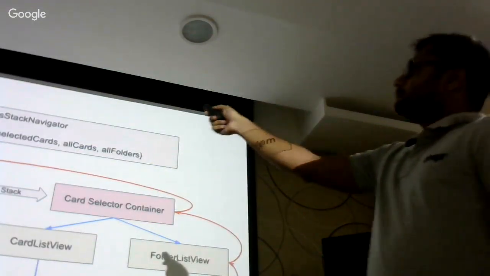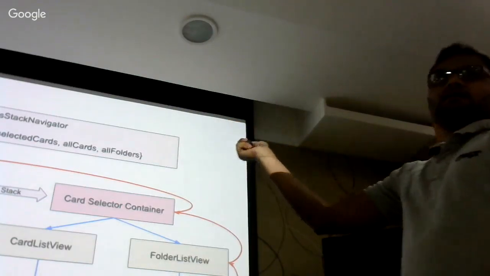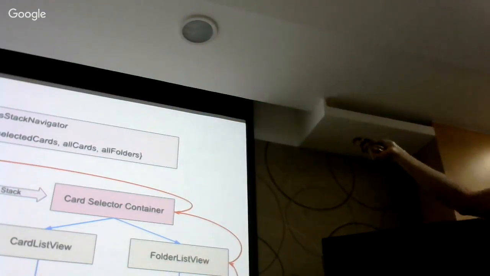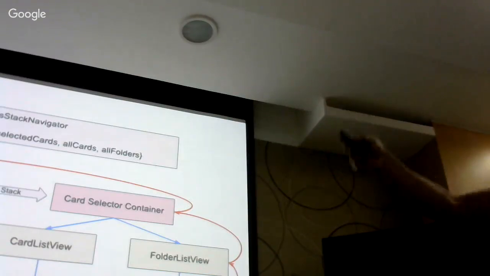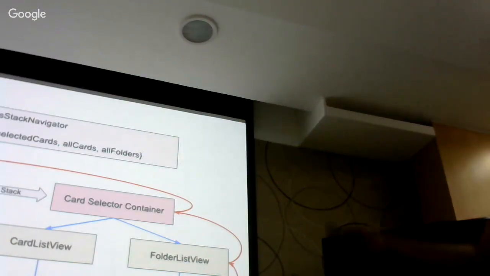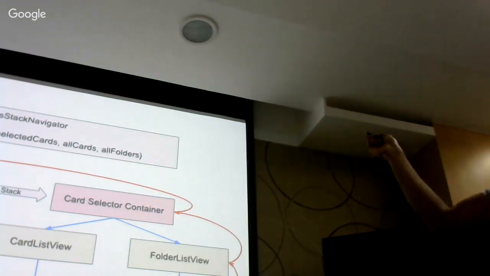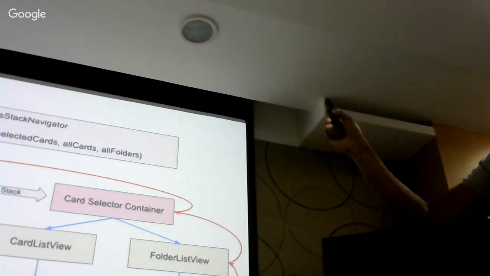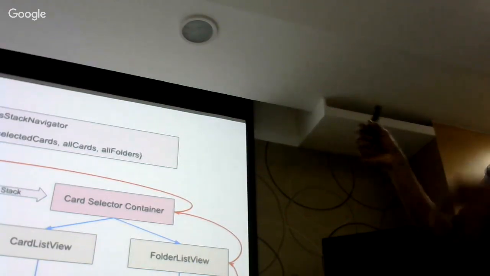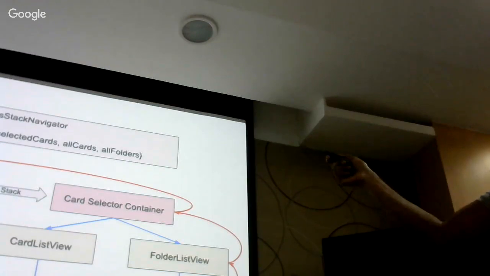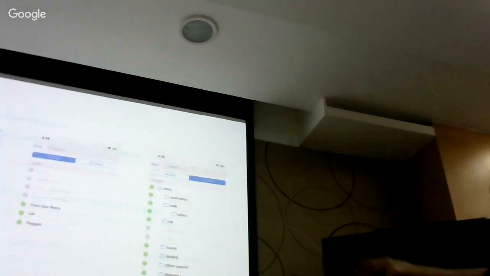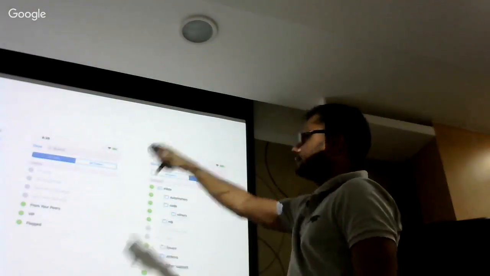So the manage feed stack navigator, right? That is nothing but a React Navigation component. So we named it as manage feed stack navigator. This particular component is actually initialized from the native side with a set of initial props, maybe the selected cards and the all cards and then the folders. Once this receives these initial props, it has 2 root level components, like manage feeds container and then the card selector. Basically, this screen and then this screen.